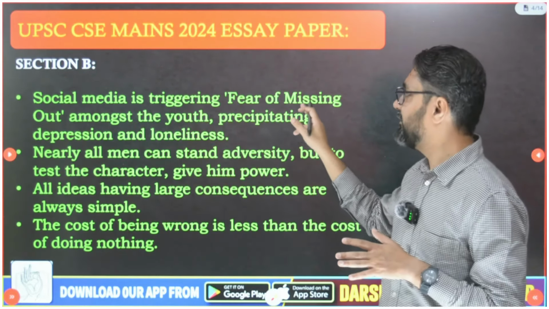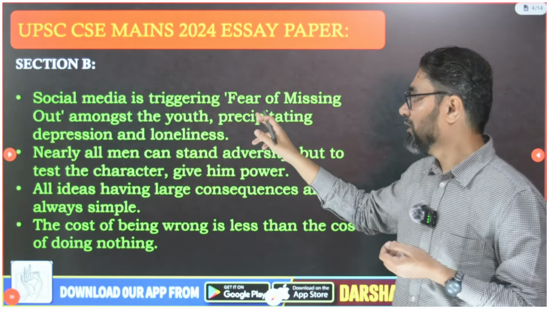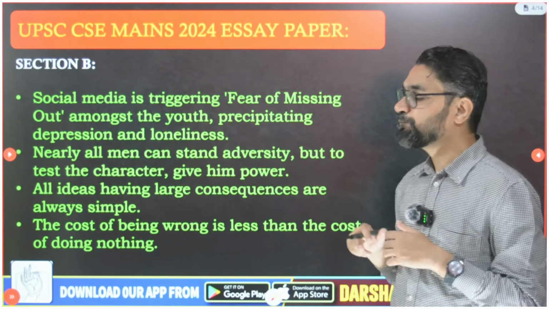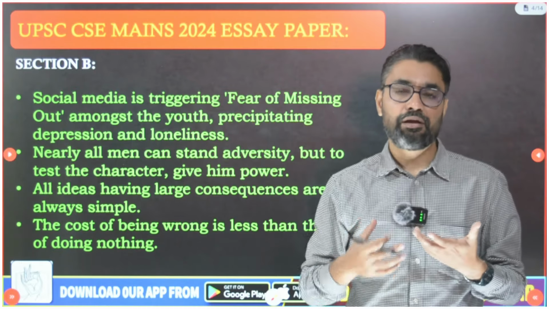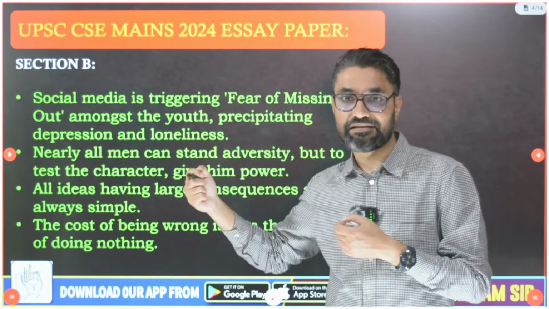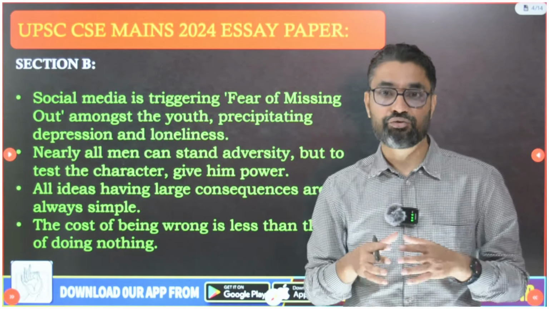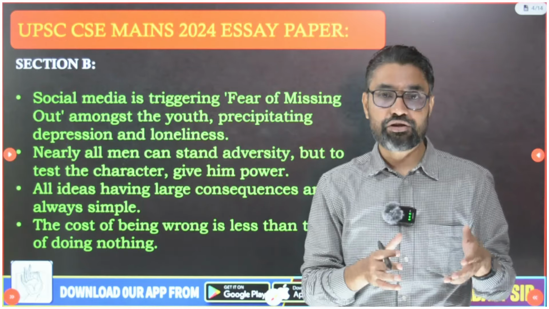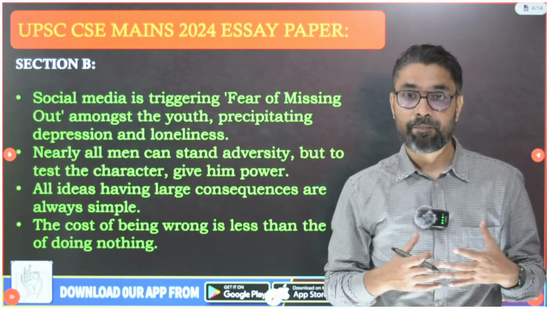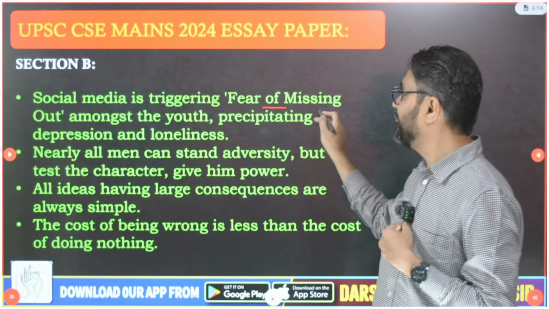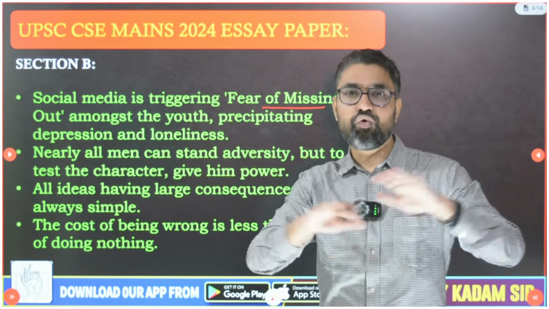So, social media is triggering fear of missing out. Let's see what you're supposed to write. FOMO, as we call it, amongst the youth, precipitating depression and loneliness. Here, guys, you have to start with some story. You have to introduce the essay, how people are so crazy about social media. Everyone wants to be on social media. They feel that if they are not on social media, not connected with the world, they feel isolated. Now, they are talking about fear of missing out. Most of the students, when they see social media, are going to do an open-ended debate.